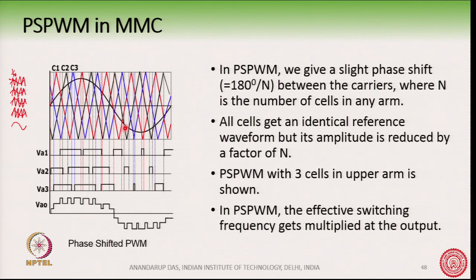Okay. But the carriers in the cells, say suppose there are 3 cells C1, C2 and C3, will have their own individual phase-shifted carriers, and we do the comparison. When the reference wave is more than the triangle, we switch on the upper device, and when the reference wave is less than the triangle, we switch on the lower device.